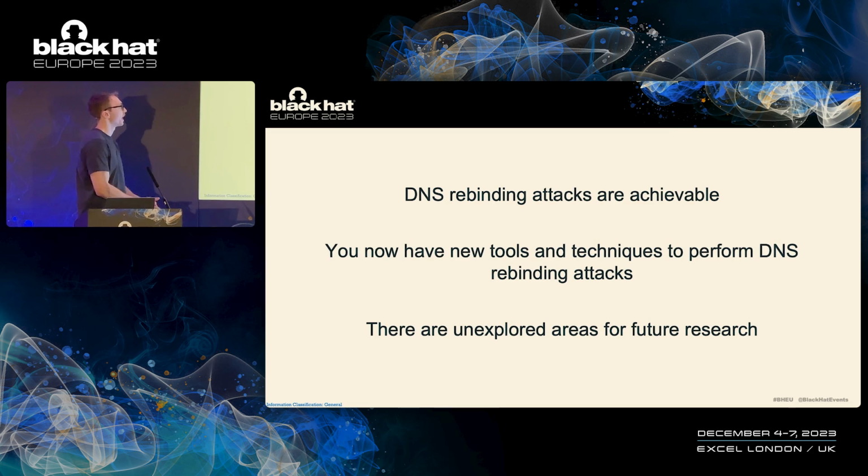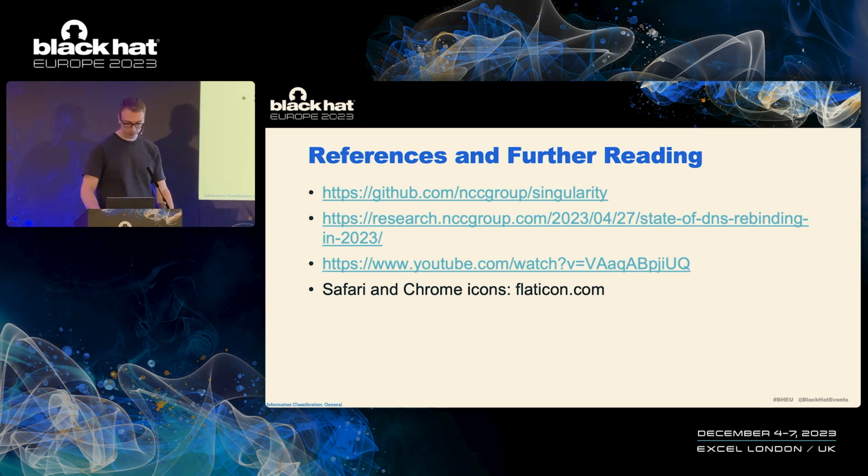Now, if you're going to take away anything from this talk, these are the things I want you to look at. Firstly, DNS rebinding attacks are achievable. I've hopefully shown you that. The attack I presented at the start is perfectly doable in a time-limited scenario, such as a penetration test. You don't need to sink loads of time into them. You can get them working simply. You also now have some new tools and techniques to help you get them working faster, hopefully, and also very reliably. And also, there are areas of future research. I think there's a lot to come here. So please have a look. There are some references, some further reading there.